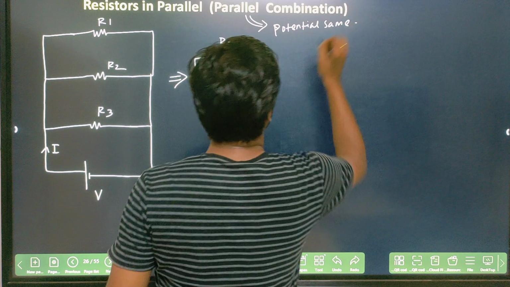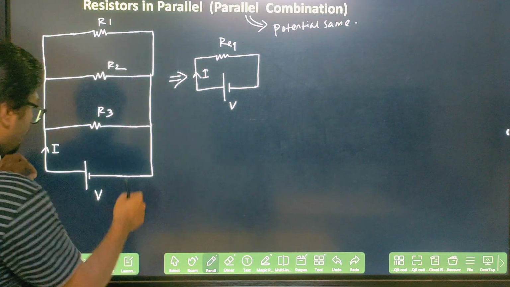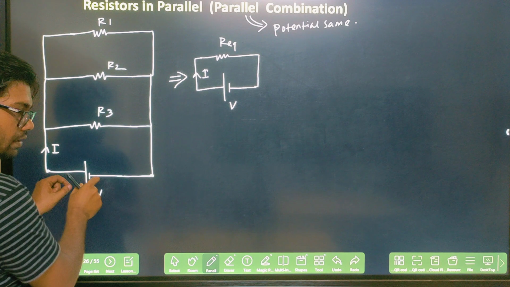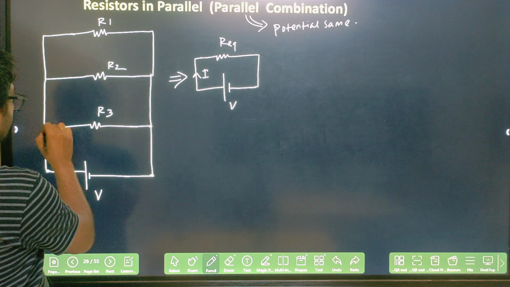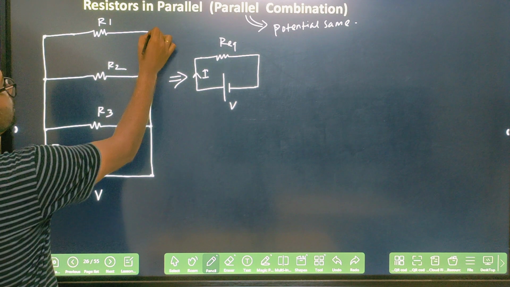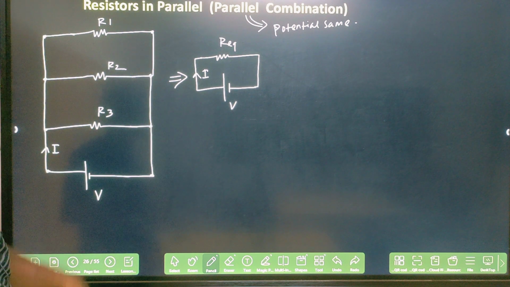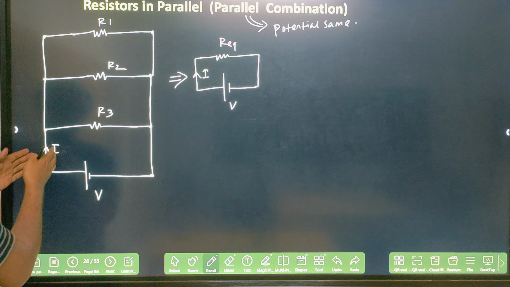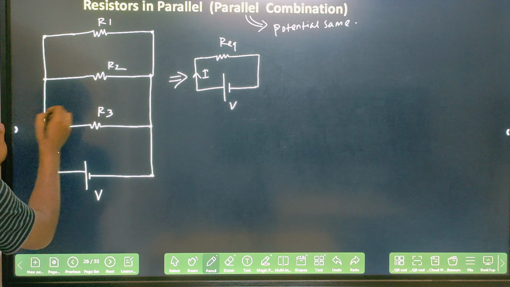Potential same. Because the potential between these two terminals will be V here, here it will be V, here also it will be V. So everywhere the potential drop will be the same. Clear? And whatever current flows here, it will be divided here.